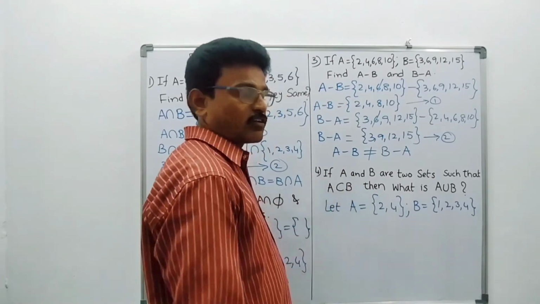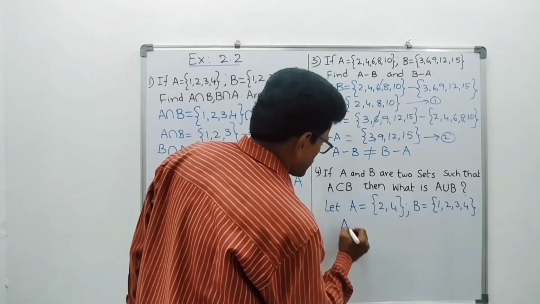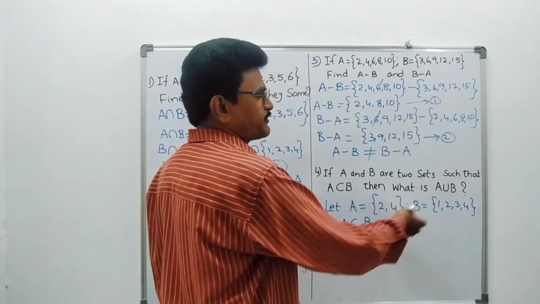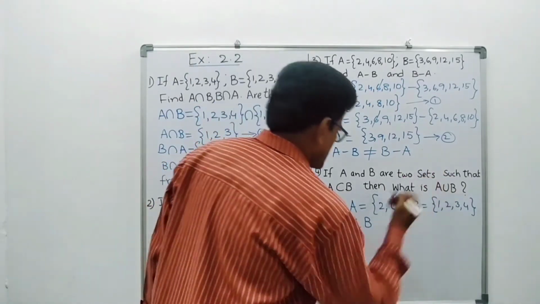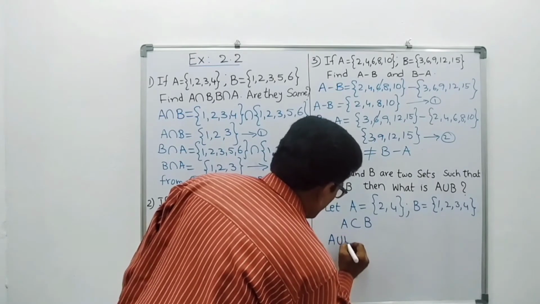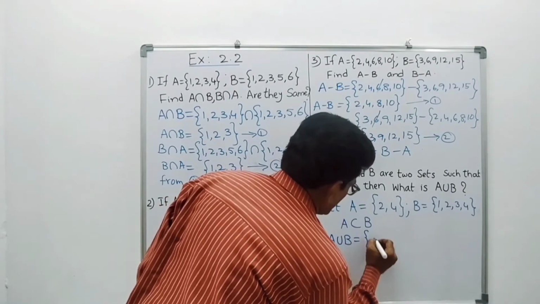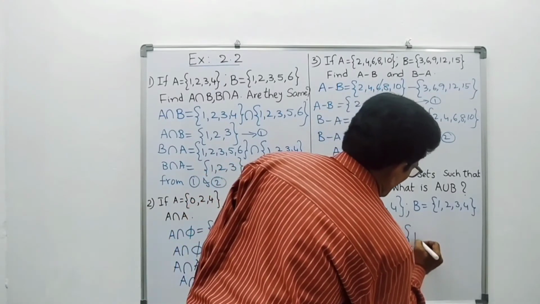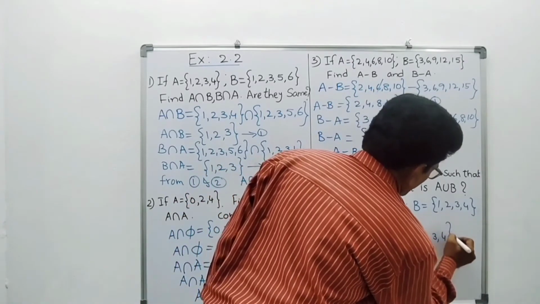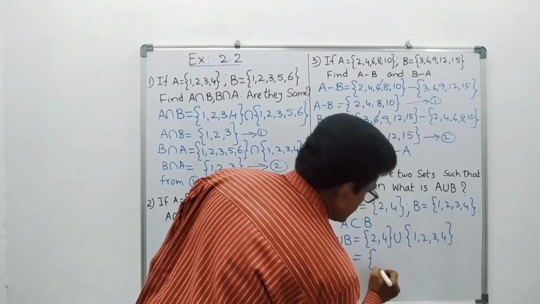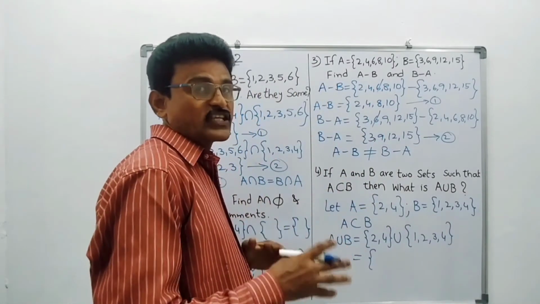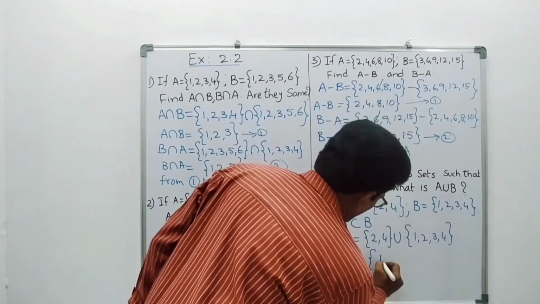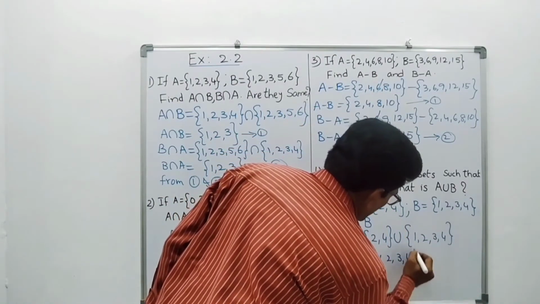Here A subset of B. Okay? A subset of B. Why A subset of B? All elements of A are in set B. Now he is asking to find A union B. We will do A union B. A, elements 2, 4, union. Now B, 1, 2, 3, 4. What is the result here? Now the combination of set A and set B we are writing: 2, 4, 1, 2, 3, 4. Again we are getting 1, 2, 3, 4 elements only.